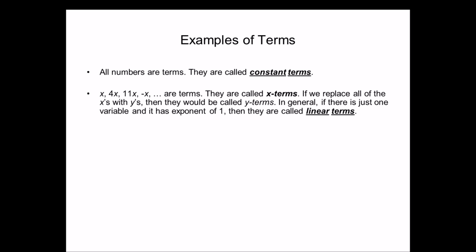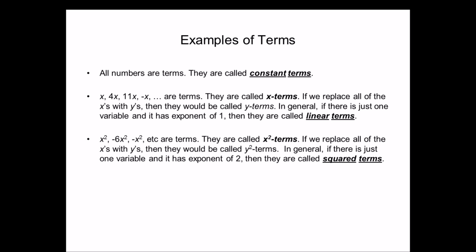Some examples of terms. All numbers are terms. They're called constant terms. Numbers are also called constants, and since they're terms, that's where we get the name constant terms. Then x, 4x, 11x, negative x, and so forth. Those are terms. They're called x terms. If we replace all the x's with y's, then they would be called y terms. In general, if there is just one variable and it has an exponent of 1, then they are called linear terms. So linear terms is the more general name when you don't know the variable and the exponent is 1.